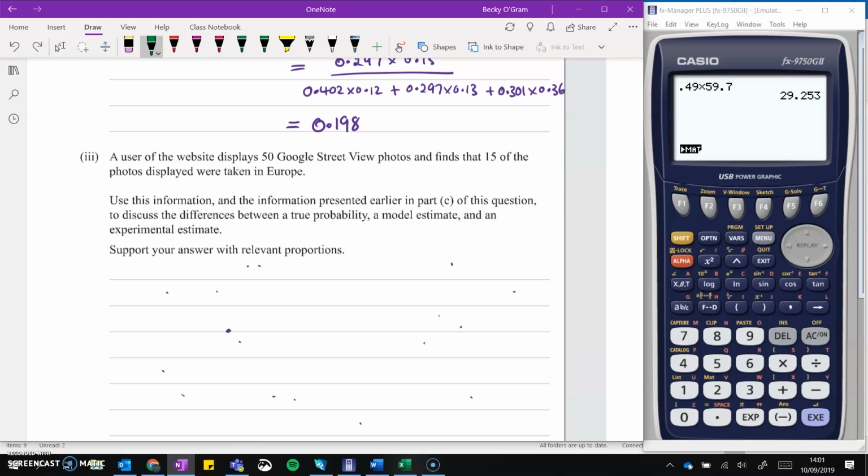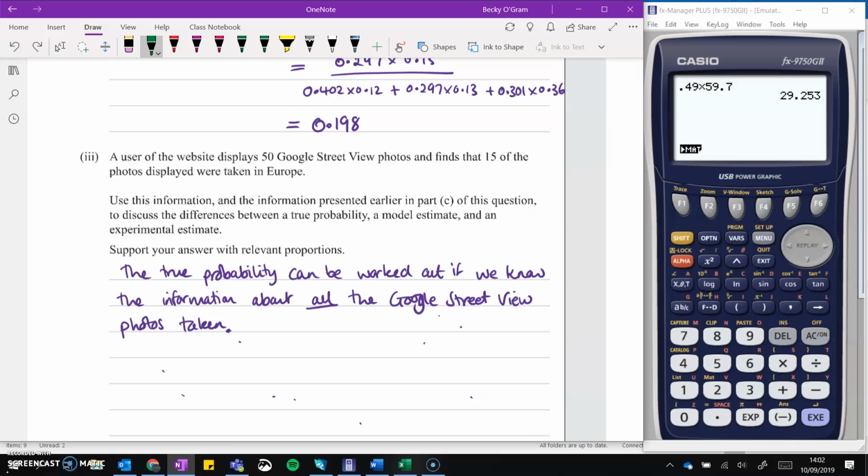So we've got the true probability can be worked out if we know the information about all the Google Street photos taken. That's if we could collect all of that information, find out how many of them were taken in Europe, and work out an actual probability from them. We don't have the information to do that, so we can't work out the true probability.